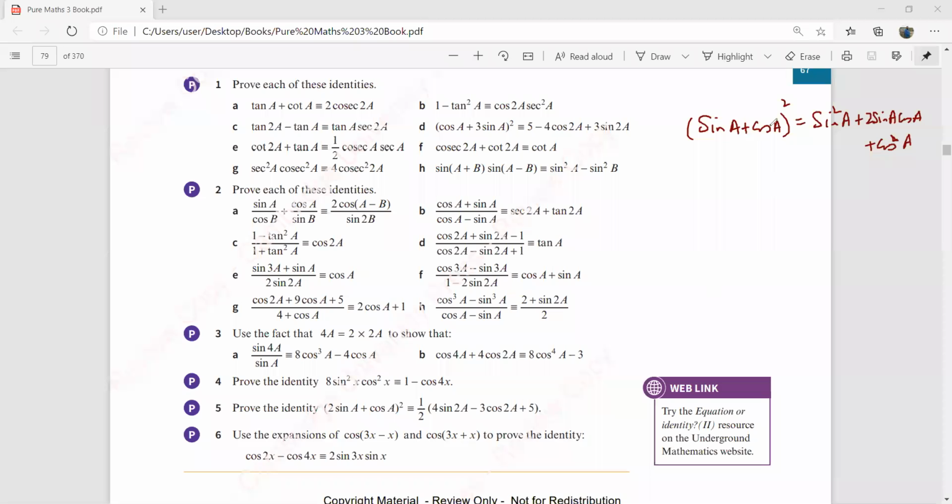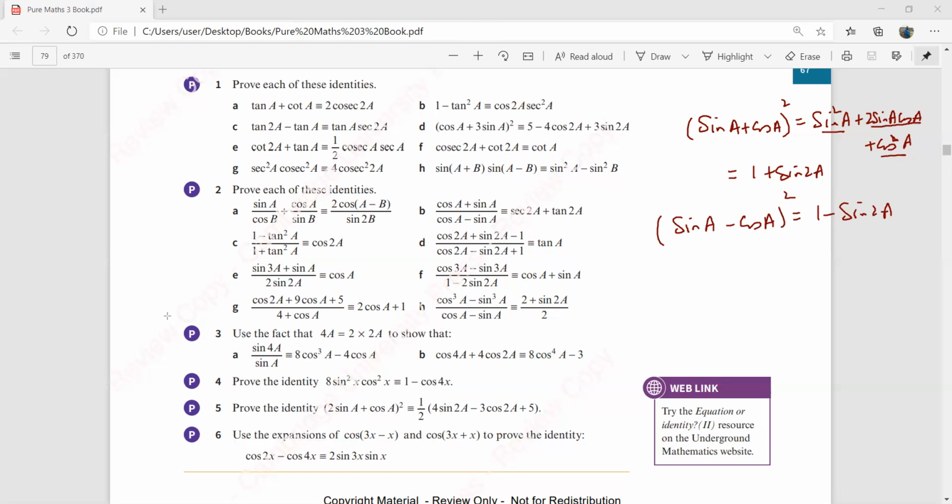So (sin A + cos A)² is sin²A + 2 sin A cos A + cos²A. If you combine sin²A and cos²A, this will give you 1, and 2 sin A cos A can be written as sin 2A. Okay? Similarly, if you have (sin A − cos A)², you can write it as 1 − sin 2A. Now this will be needed in your question number 2 part B.